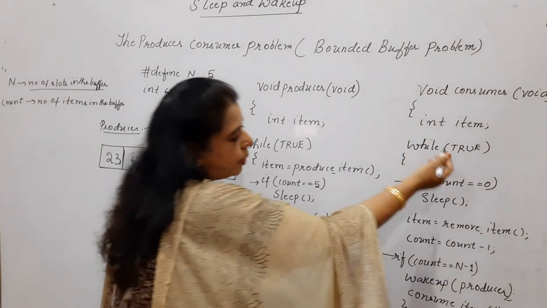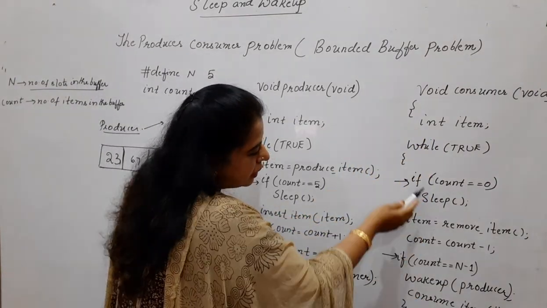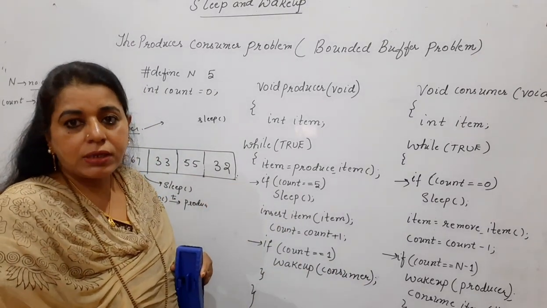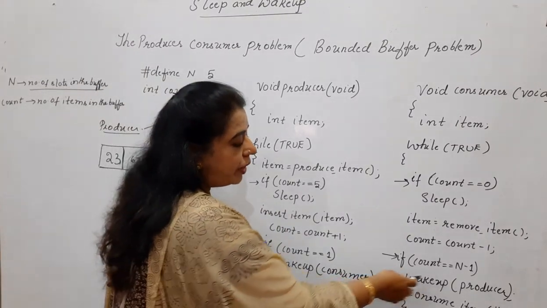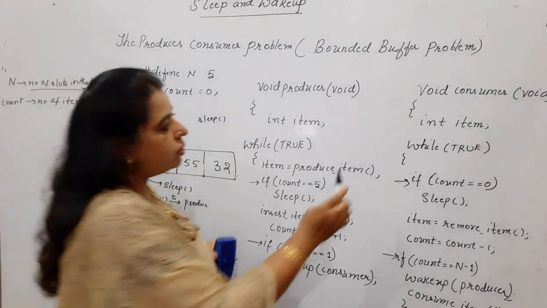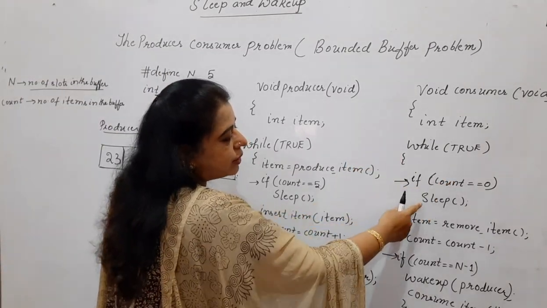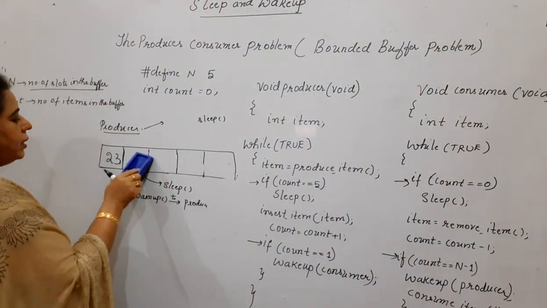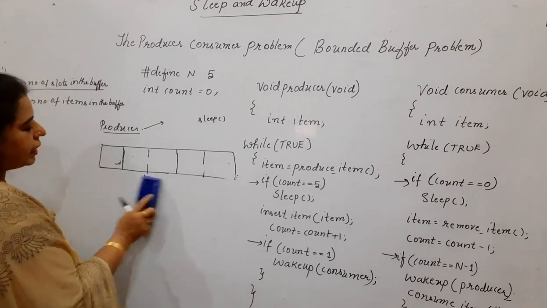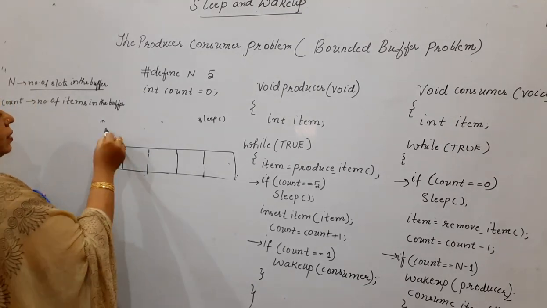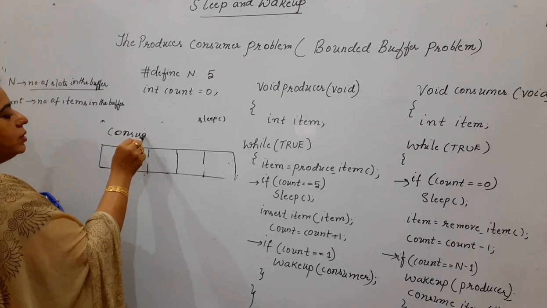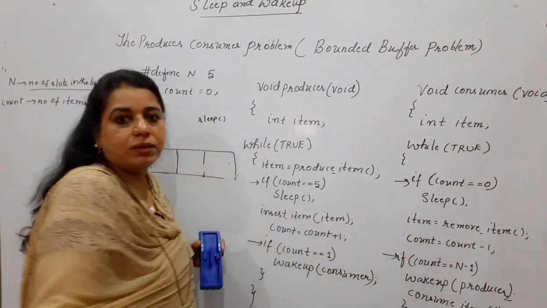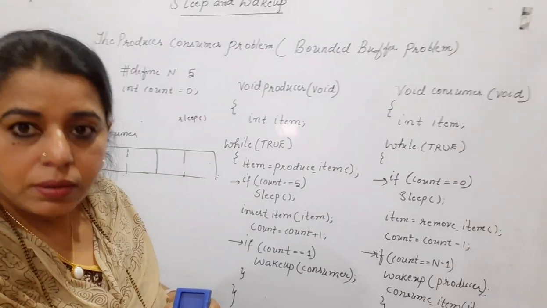Now come to the consumer part. In the consumer part, once again, you see there are 2 if conditions. One if is to go into the sleep mode. Another if is, when to wake up the producer. So here the consumer will check if count is equal to 0. Initially, when the producer has not produced anything, when the consumer checks that yes, there is no item in the buffer, then what will the consumer do? It will enter into the sleep mode. This is the code here. Hope it is visible to you all.